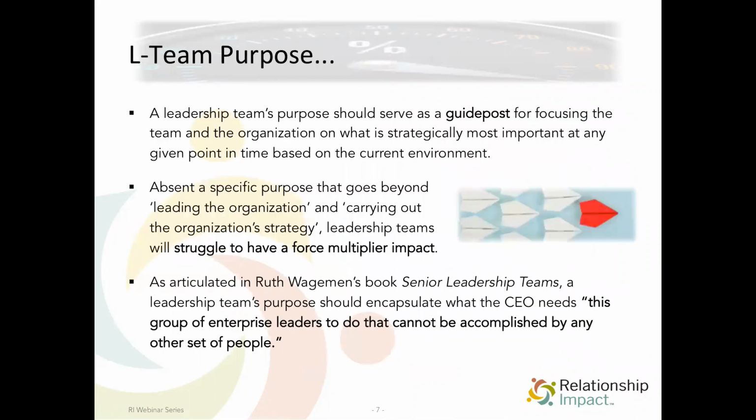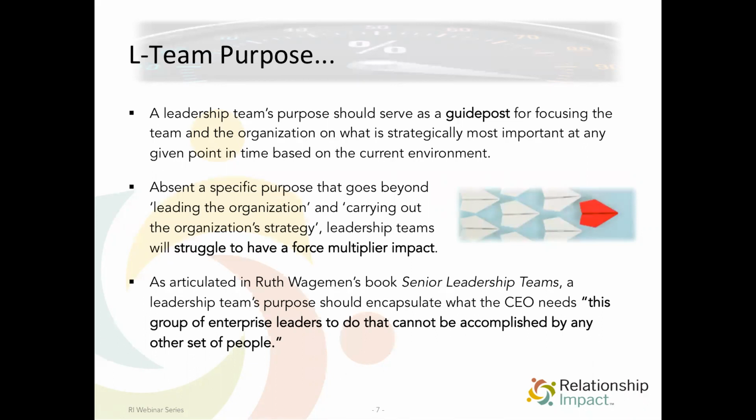So let's talk a little bit about purpose and what we mean by that. Organizations go through different life cycles or growth cycles. They may be introducing a new product. They may have a new competitor introduced to a market. They may have a whole bunch of different business cycles that are part of the natural journey of any organization.